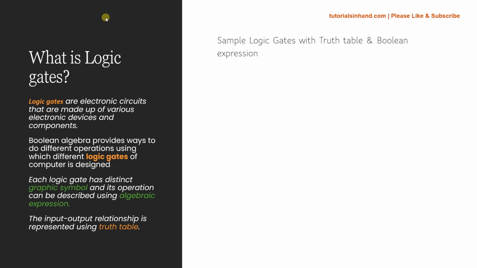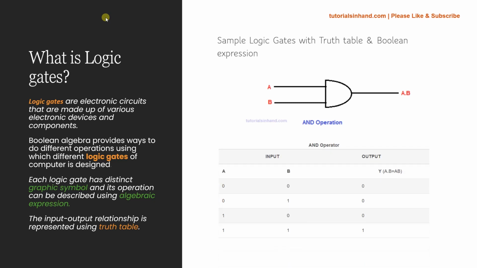Now, each logic gate has a distinct graphic symbol and its operations can be described using an algebraic expression. As we informed you earlier, algebraic expressions are created using Boolean algebra, and the logic gate graphic symbols are something like this. If you see, this is a sample for the AND operation graphic symbol. Similarly, we can have the truth table that defines this logic circuit.